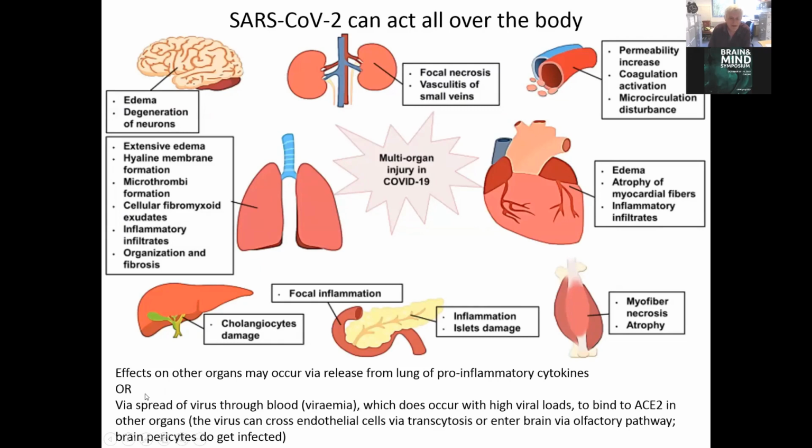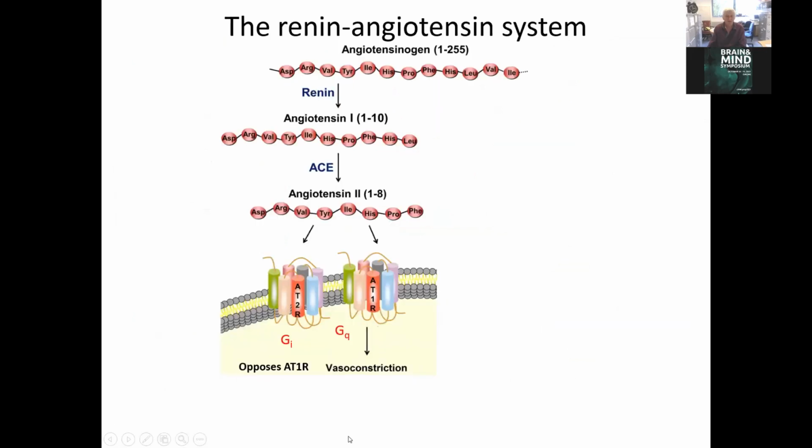How does this happen? The effects on other organs may be via release from the lung of pro-inflammatory cytokines, but another possibility is the virus itself can spread through the blood. This does occur with high viral loads. And it can then access ACE2 in other organs by crossing endothelial cells via transcytosis, or entering the brain via the olfactory pathway. It can hijack a ride on macrophages going into tissues. Brain pericytes are known to be infected.